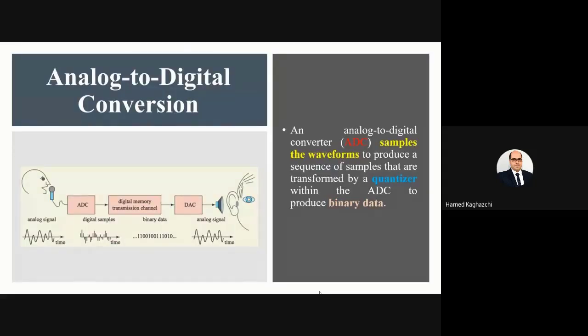First of all, we start with converting analog to digital, because here, as you see, we have a sensor, and the output of the sensor is typically an analog signal. So we need to convert it to digital. Now first of all, let's define the ADC. What is the ADC? ADC is analog to digital conversion.